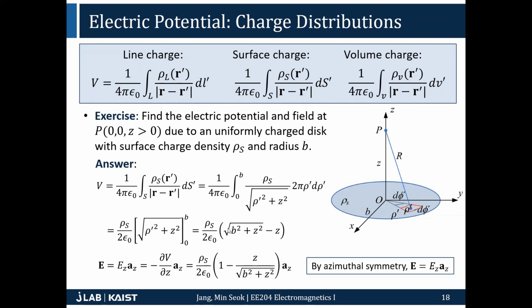Okay, so this is your V, the electric potential, and your electric field can be obtained by taking the negative gradient of your potential. This.